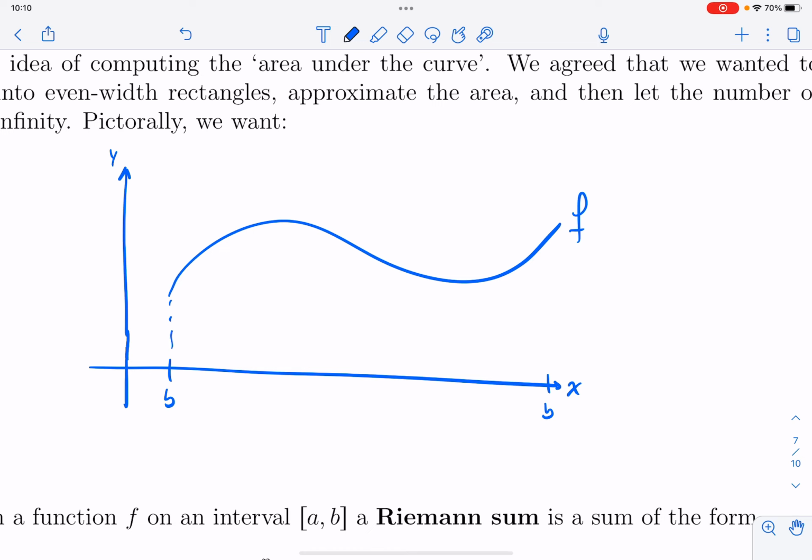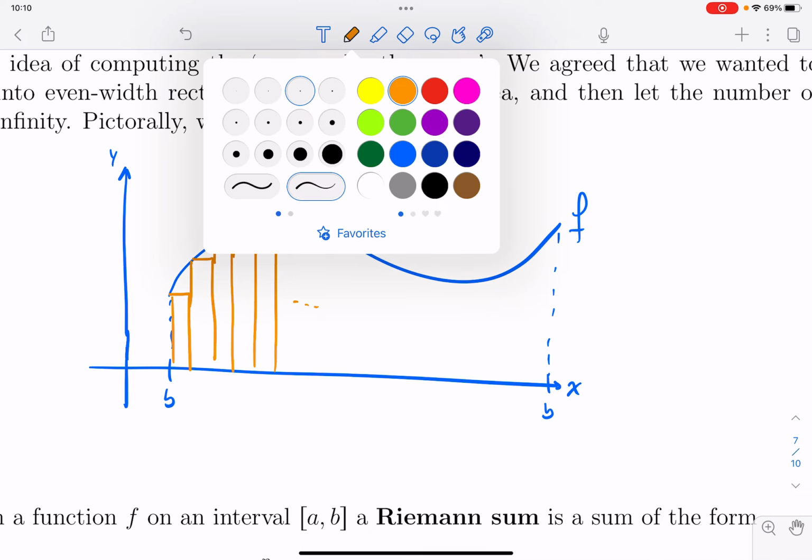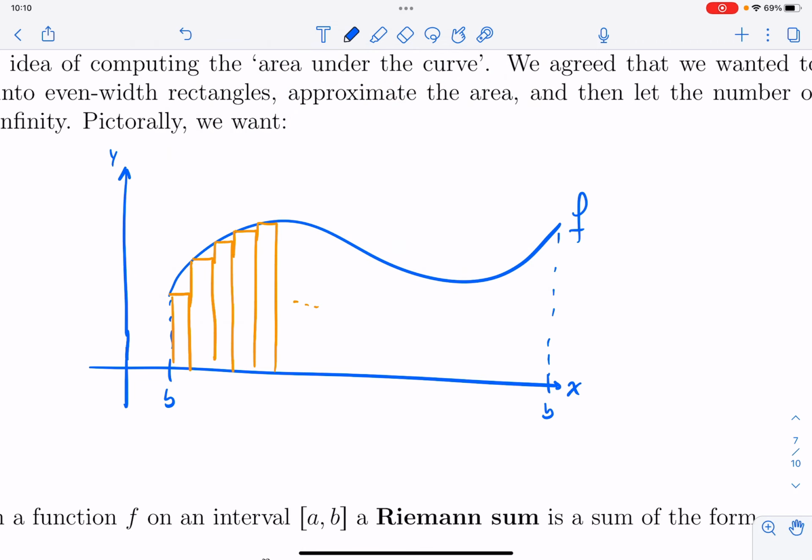So this is the area that we're interested in calculating. We agreed that we were going to take rectangles inside of equal width, so on and so forth. We also noted last time that the width of any individual rectangle is going to be called delta x, which we agreed was b minus a over n.